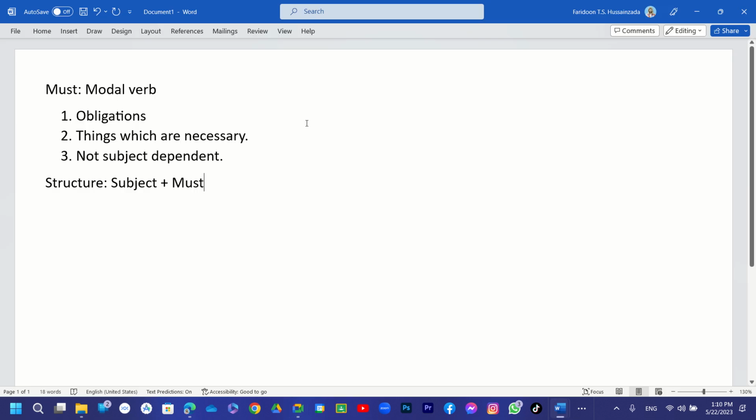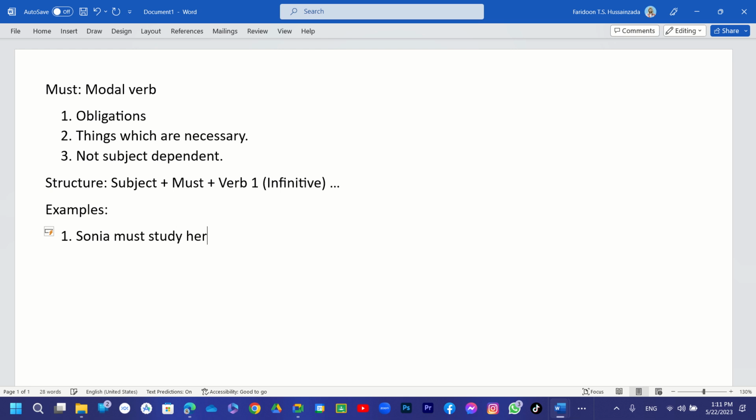Okay, subject plus must plus verb number one, or you can also call it an infinitive verb. And after that you can continue to complement, object, whatever you want. So let's give an example here. Example number one, we can say that Sonia must study her lessons, right? So this is one example.